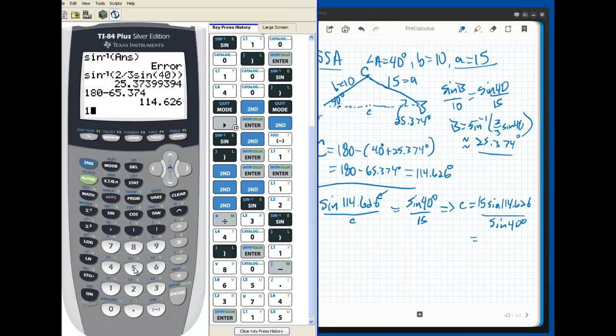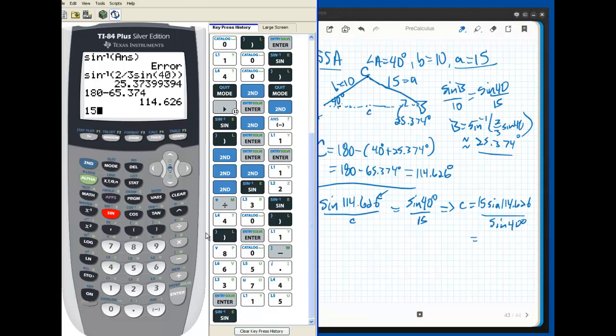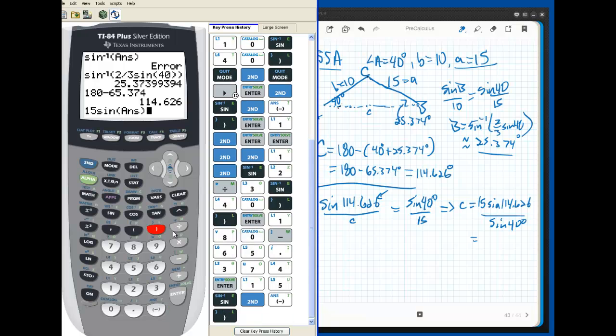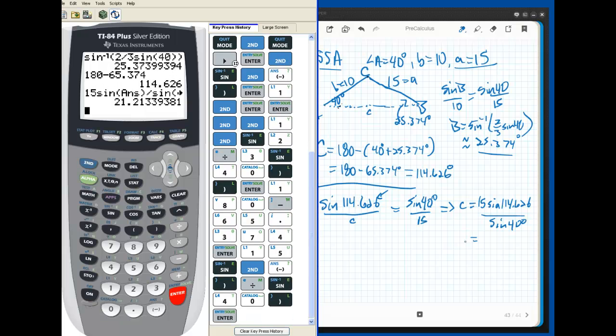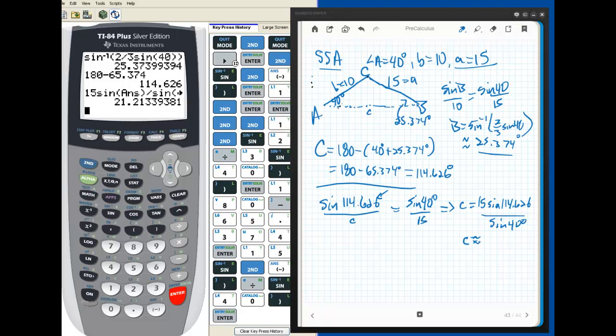So let's see, I got to go 15. That's just Algebra 1 stuff, right? Hopefully I didn't screw it up. I love it when I say stuff like that and then I screw it up. Sine of... ooh, look at this, second answer. I'm going to steal the second answer, and then I don't have to round. That's awesome, right? And then I'm going to divide by sine of 40 degrees. Oh, wow. Okay, I just had a little lag there. That frightened me. And enter. And let's see what we get. C is approximately equal to 21.213. So this guy is 21.213.